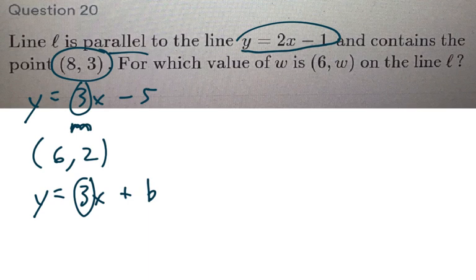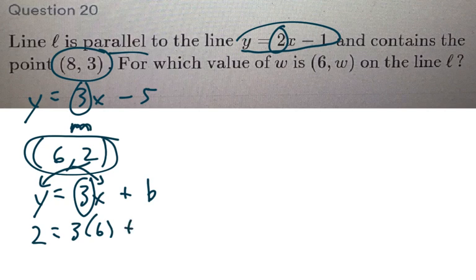Parallel lines will have the same slope. So you have 2, you will also do 2x there instead. Now, with my point, I'm going to plug it in. So 6 will go in here. 2 is my y in there. So 2 will equal 3 times 6 plus b. 2 will equal 18 plus b. Solving for b, I'm going to minus 18. So my b is negative 16.